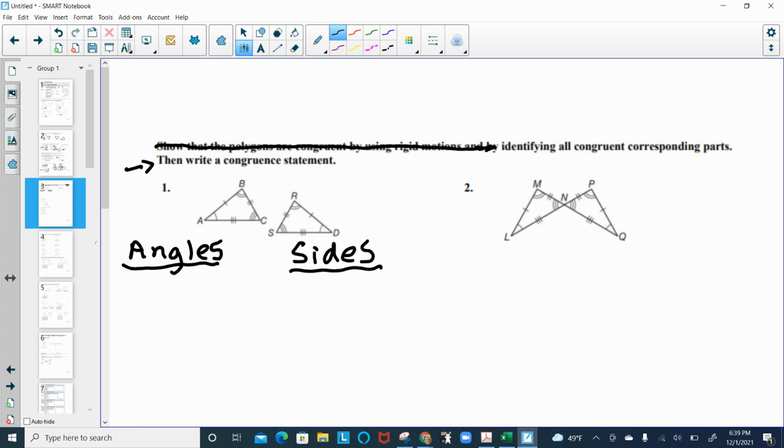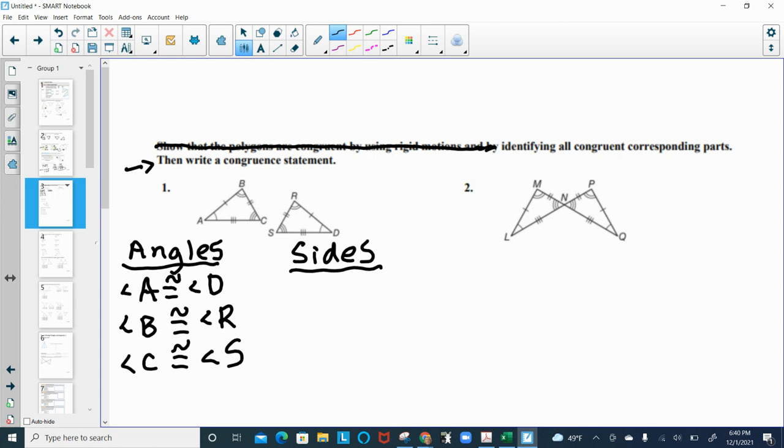So for example, angle A has 1 arc. So its congruent corresponding part is angle D. They're partners. Angle B has 2. Angle R has 2. And angle C has 3. And angle S has 3.